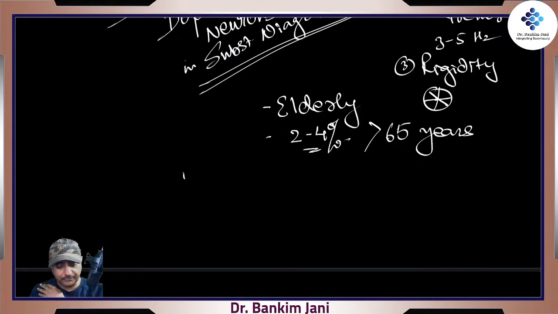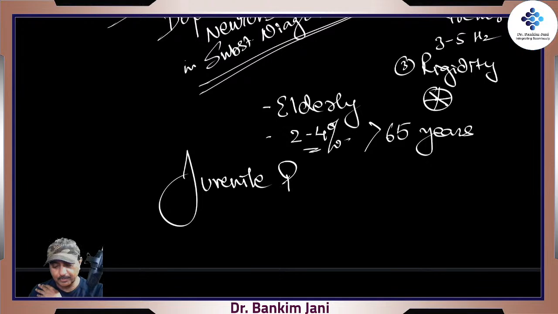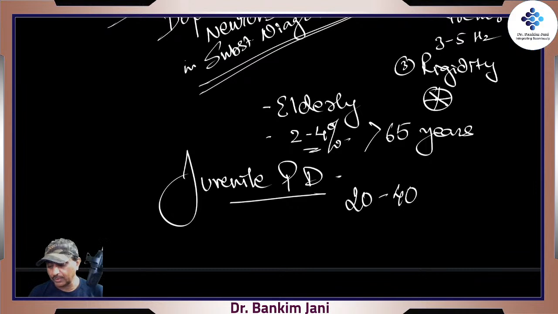The variant of it is what is called juvenile Parkinson's disease. From this point onwards, we'll just write PD. So it is what is called juvenile Parkinson's disease, and in this it is 20 to 40 years. One of my students sent a mail, I told him to go for this, and he turned out to be a juvenile case of Parkinson's disease.